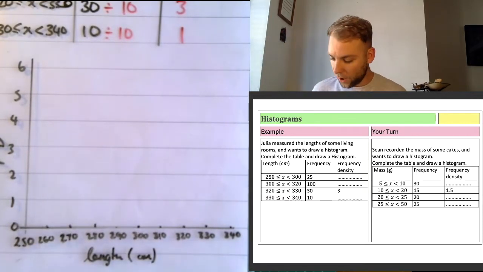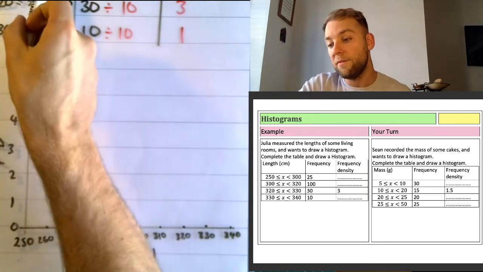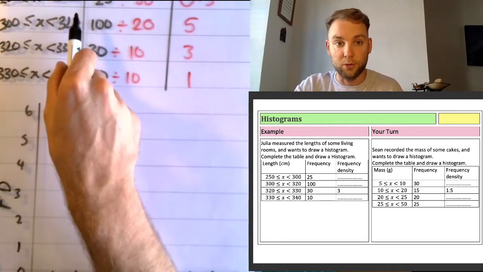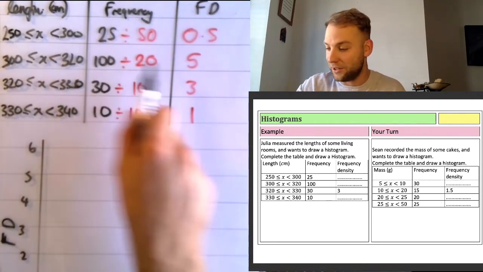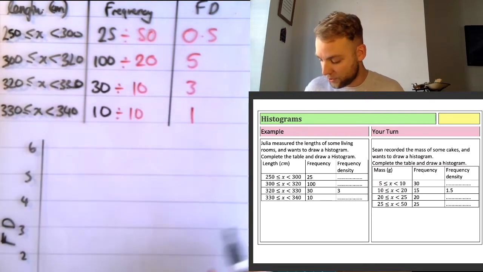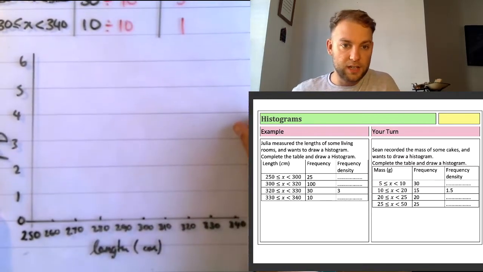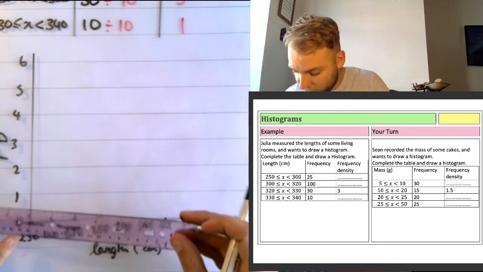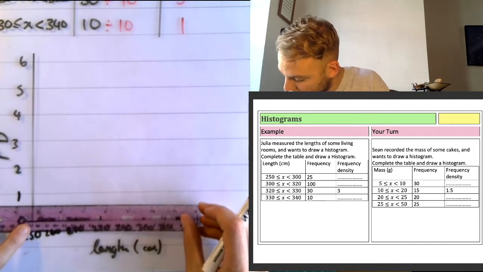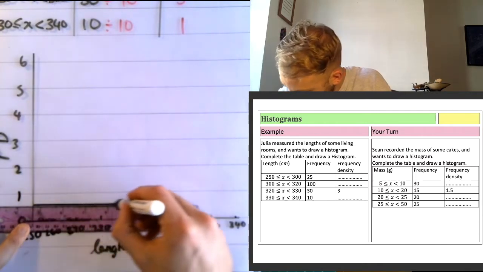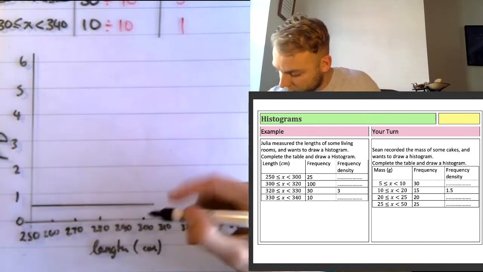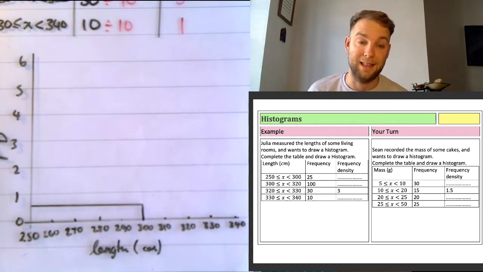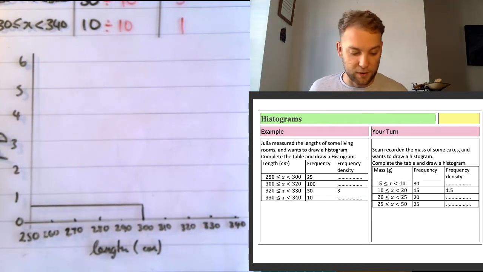Super. So now we need to plot our width of the length, so this width here, so between 250 and 300, and then the frequency density is how far we're going up. So this is going to be 0.5. So if I'm doing this one here, between 250 and 300, and up by 0.5, so let's go across here. 0.5 is going to be halfway between that, there, and then I'm going across to 300, which is there, like so. Now remember, if you're doing this, make sure you're using a pencil. I'm using a pen because I can rub things out if I make a mistake.